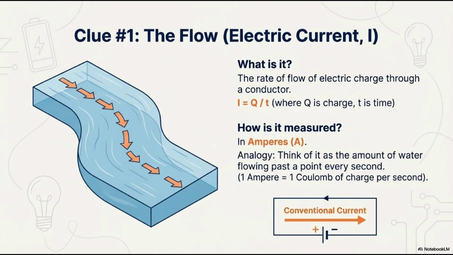Electric current, I. First, let's talk about electric current. Electric current means the flow of electric charge. Simply put, it tells us how fast electricity is flowing. It is written as I and measured in ampere. You can imagine current like water flowing in a pipe. More water flow means more current.